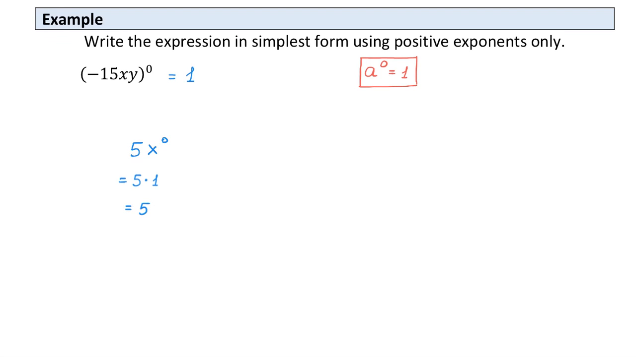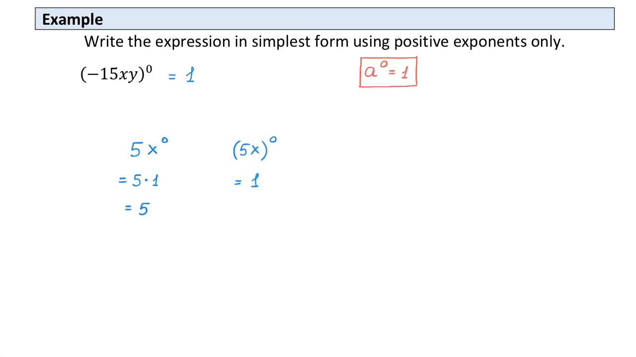But if we would have 5x in parentheses, and all this would be raised to the power of 0, then here the result would be 1. And that is because the whole expression is raised to the power of 0.